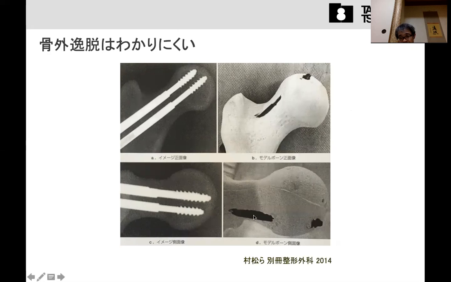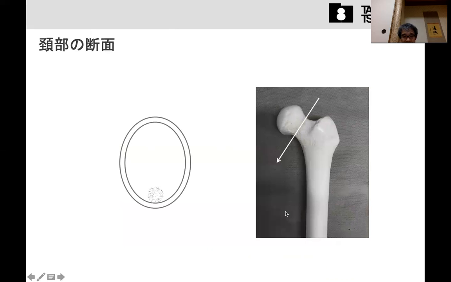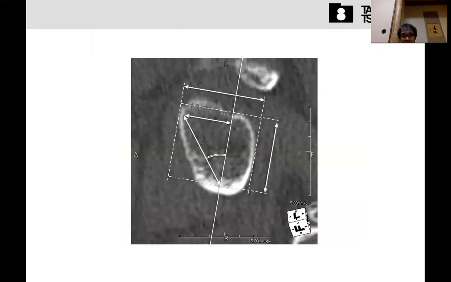So this is the advantage or disadvantage, I don't know. But it is better to avoid this kind of insertion outside the bone. We should avoid it. I do not have enough time.